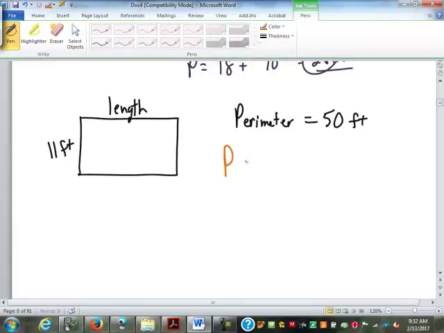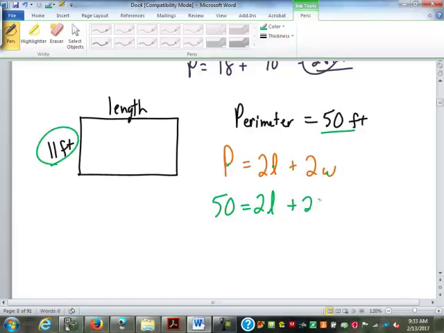Well, we have our formula. P equals 2L plus 2W. And we plug in the numbers. Do we know P? Yes, that's the 50. Do we know L? No, so that's going to stay 2L plus 2W. Do we know W? It's 11. So 2 times 11. The next thing we would want to do is come back and combine that. 2 times 11 does make 22.